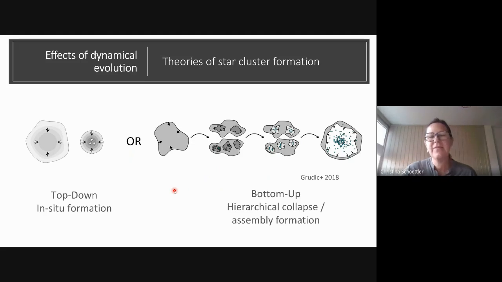We can start here with two different theories of star cluster formation that we're still trying to figure out, to see which of these might be the predominant factor. On the left here, we see the more classical view, which is a top-down in situ formation, where you have a big giant molecular cloud, which collapses all in one go under its own gravity and starts forming stars at the center.